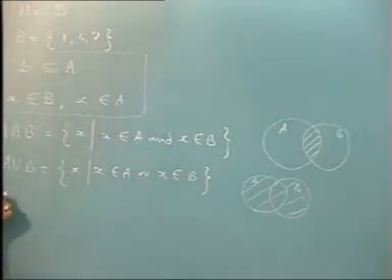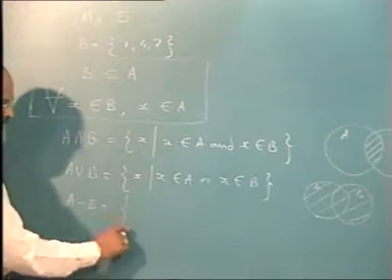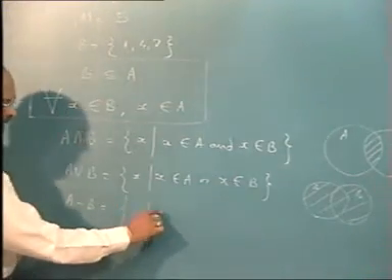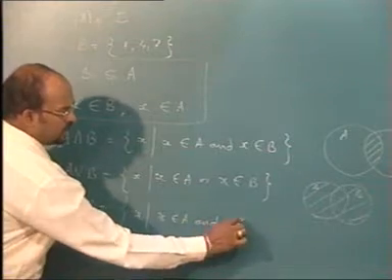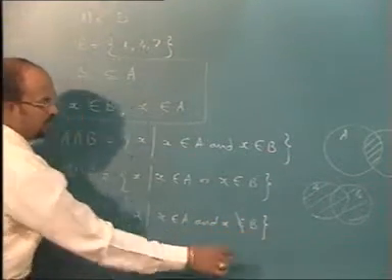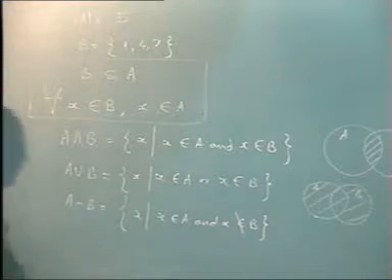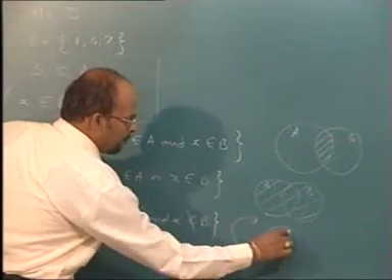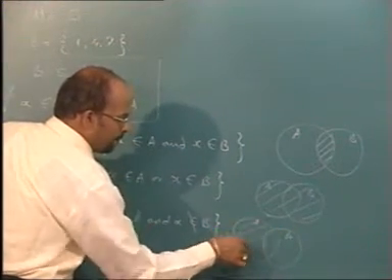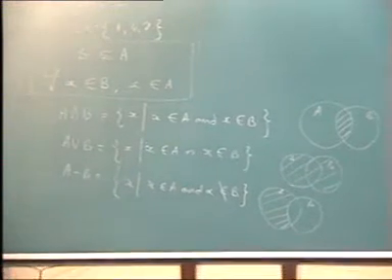You must also have learned something called A minus B. It is X such that X belongs to A and X does not belong to B. It is the set of all the elements which belong only to A and not to B. In Venn diagram form, it will be this area. Okay?